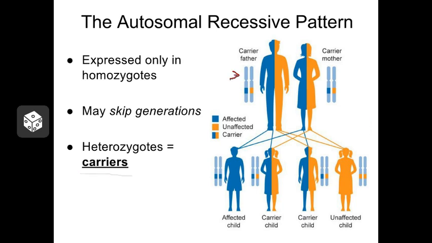Here we have a couple, and both of these individuals are carriers. They are heterozygotes for that trait. With 2 heterozygotes having children, the children have a 25% chance of being homozygous dominant, a 50% chance of being carriers themselves, and only a 25% chance of physically expressing that recessive. So because carriers are present, it means that neither of these parents showed the characteristic, but it can show up in their children. So it can skip generations.